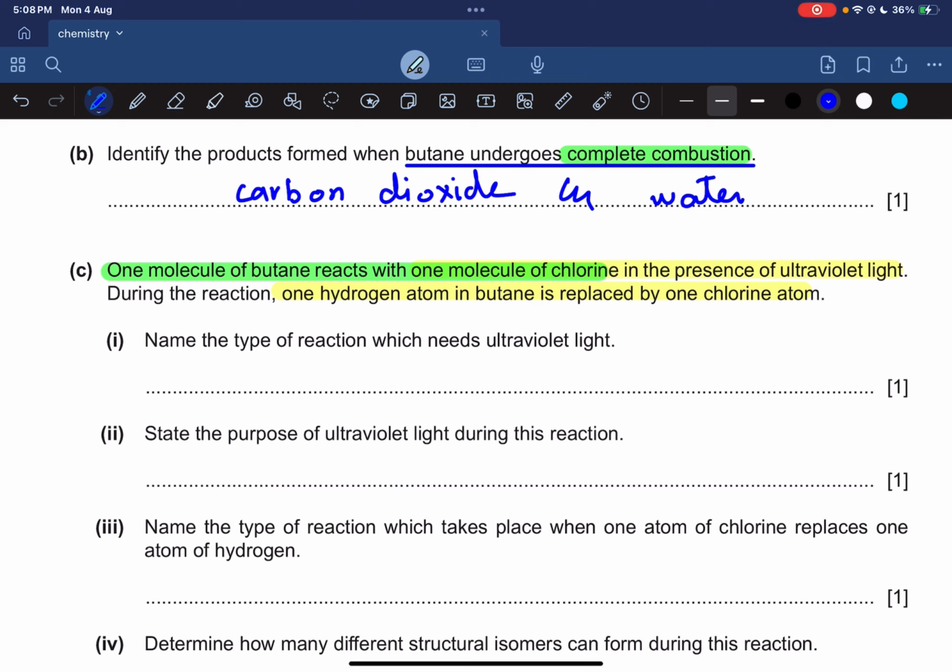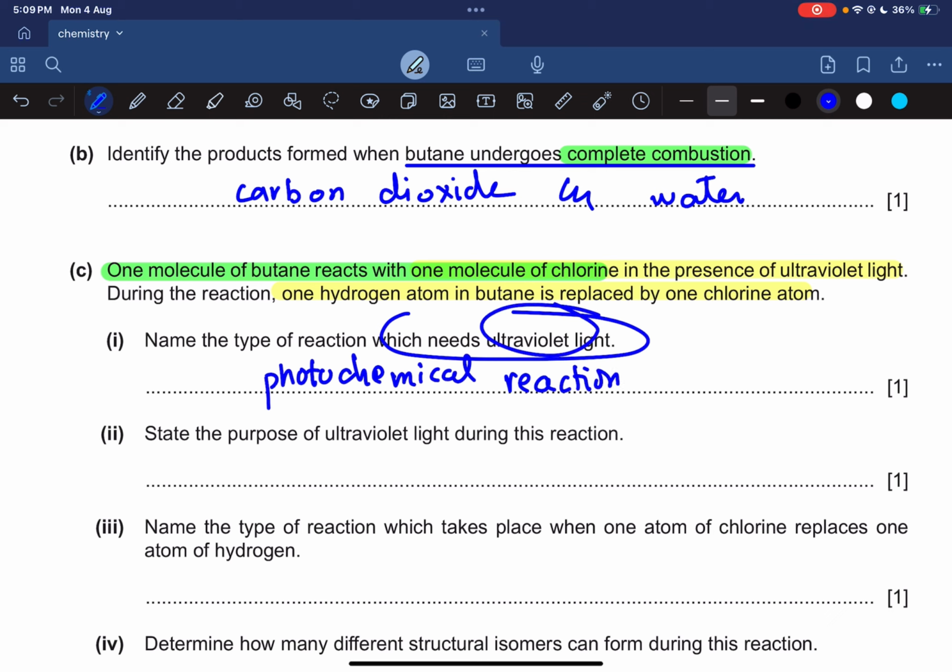Name the type of reaction which needs ultraviolet light. It's called a photochemical reaction. A photochemical reaction is a reaction that requires ultraviolet light. State the purpose of ultraviolet light during this reaction: to provide activation energy.